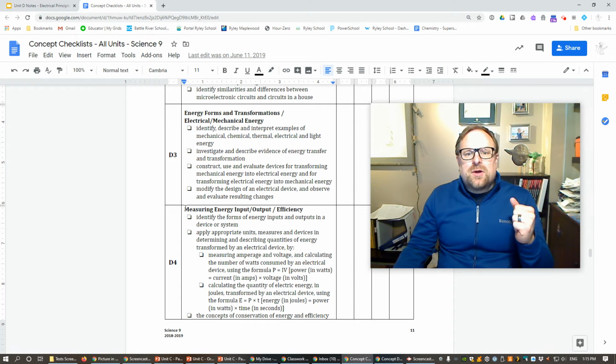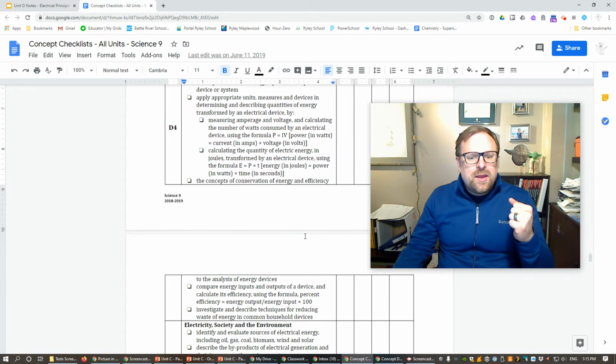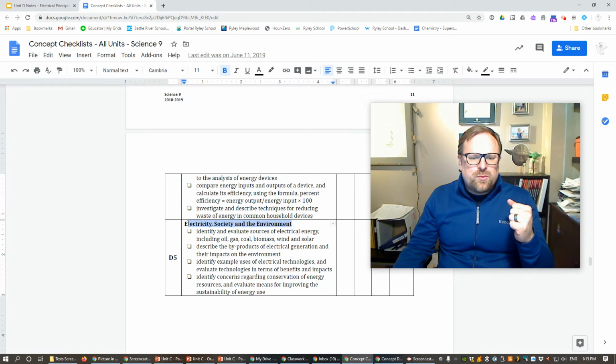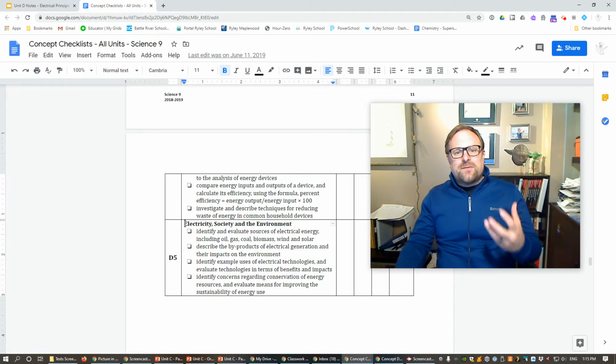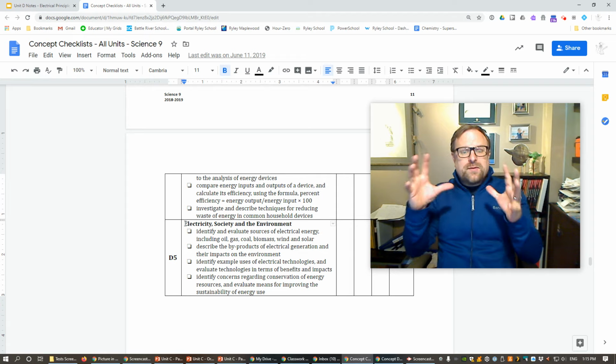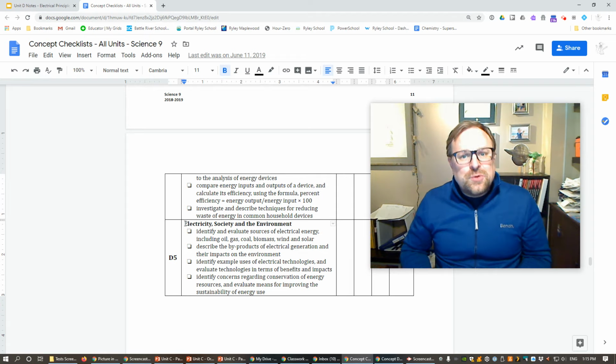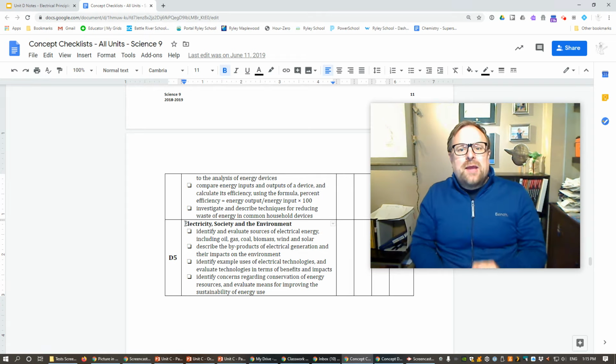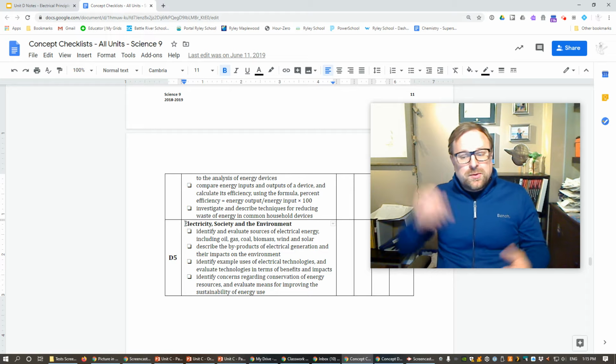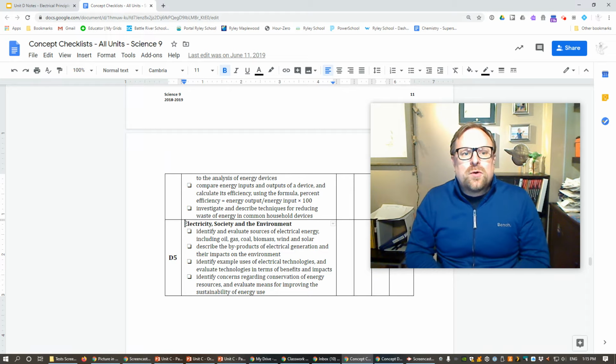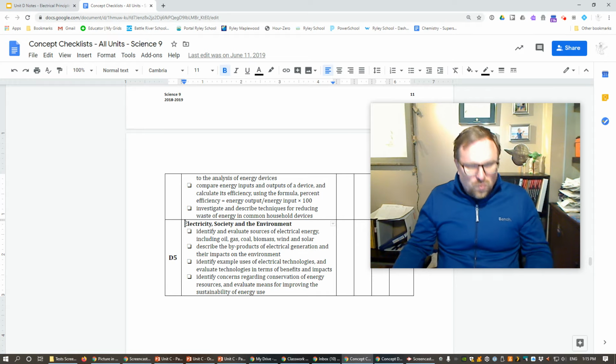In our last concept, we talked about measuring energy input and output as well as efficiency. And now finally we're doing our last one, which is electricity, society, and the environment. So we're going to try to take a lot of the stuff that we've talked about in this unit and bring it all together and talk a little bit or a lot about some practical applications for what we're doing with respect to electricity in our world.